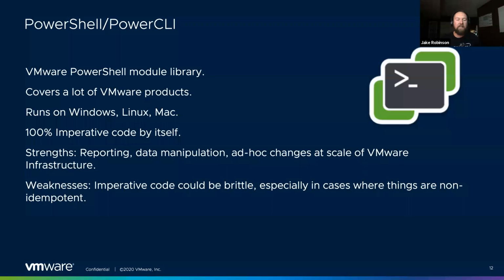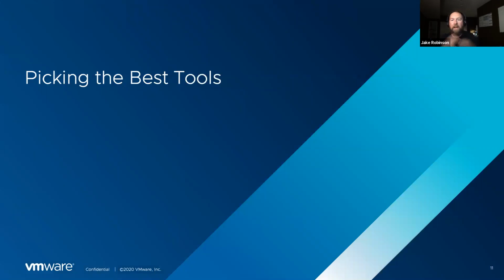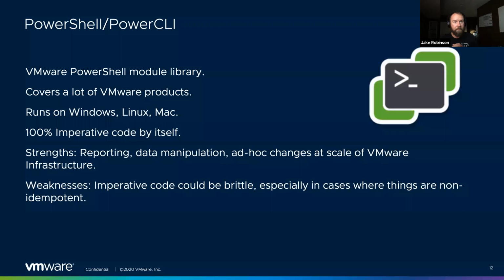All right, so let me go back here. So now we have all that out of the way. We're going to start talking about the most popular tools that are available right now for VMware infrastructure automation. The first one, ta-da, PowerCLI. PowerShell and PowerCLI. PowerCLI, if you don't know, is VMware's library of PowerShell modules. We have a ton of different modules that work with all different products within VMware.